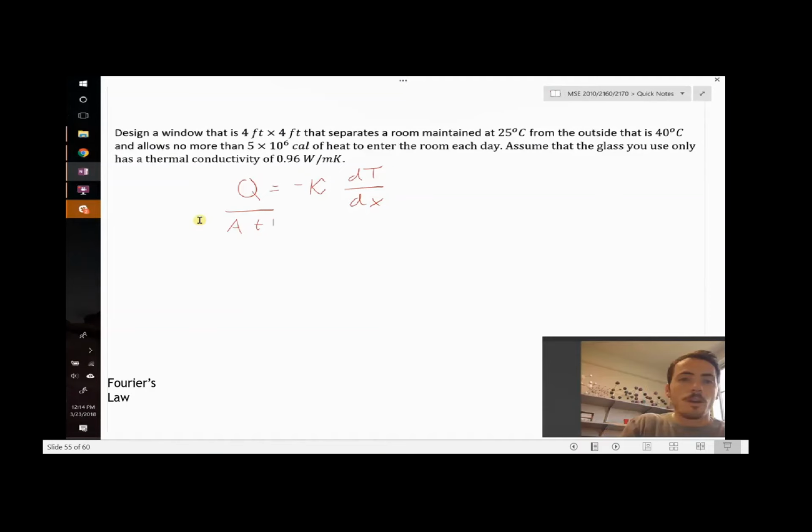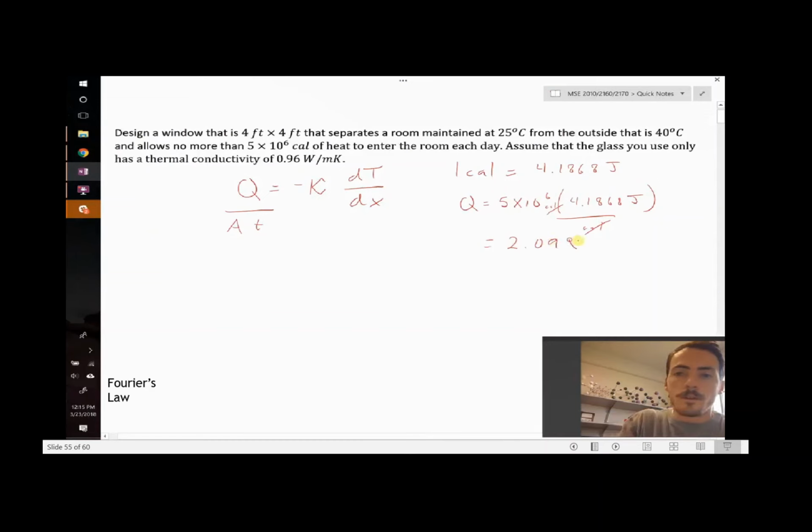We know that 1 calorie equals 4.1868 joules. Therefore, total Q is going to be equal to 5 times 10 to the 6th multiplied by 4.1868 joules. That will cause the calories to cancel out, and we'll be left with just joules. I get this value to be 2.09 times 10 to the 7th joules. So 2.09 times 10 to the 7th joules. Okay, so that's the total amount of heat that's allowed to enter per day.